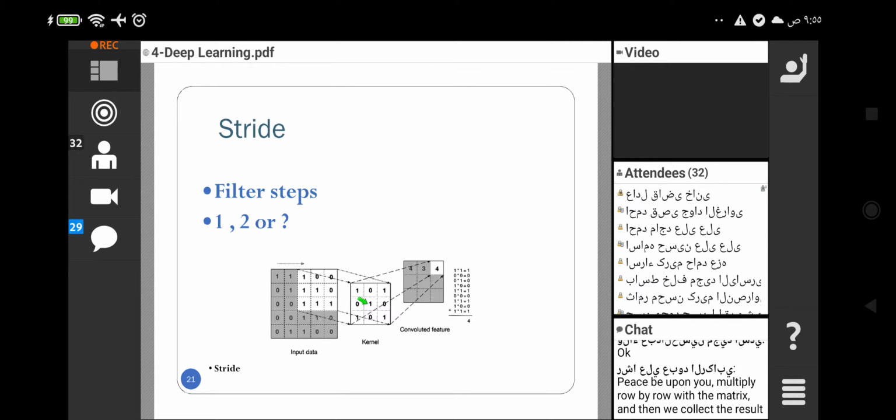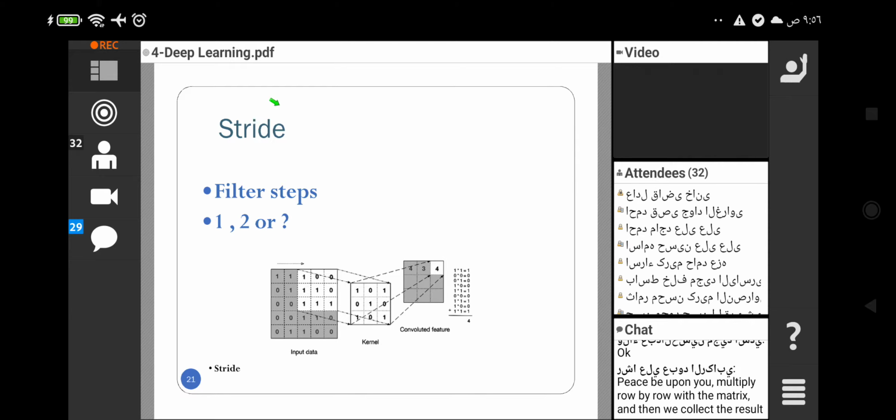Let me answer your question. You ask whether in the convolution you multiply row by row with the matrix. No, it's not like that. The convolution is not multiplying row by row. Each item is multiplied. Look at this figure.